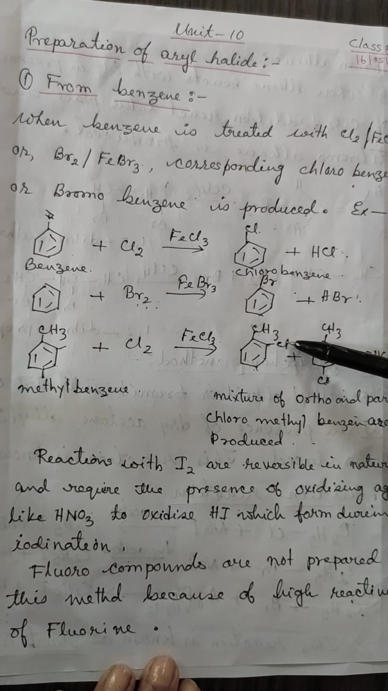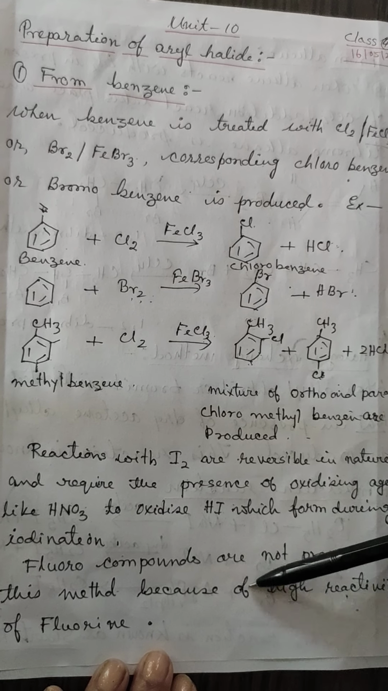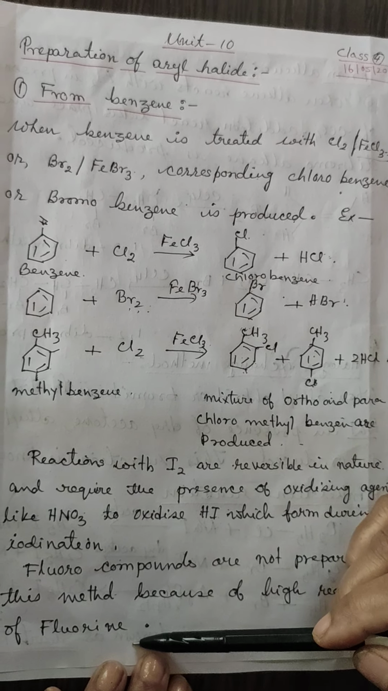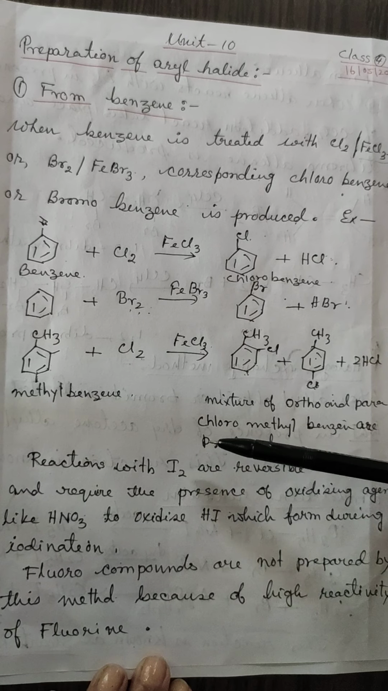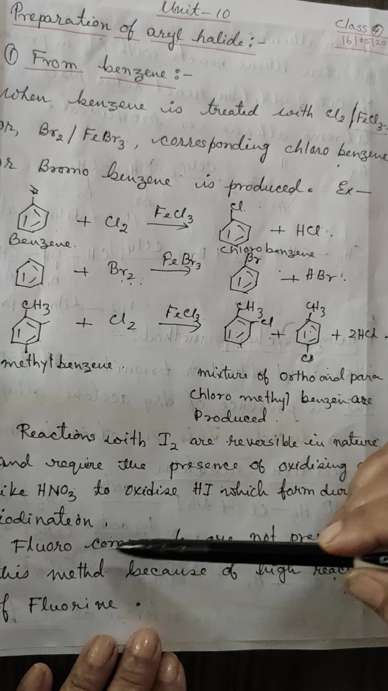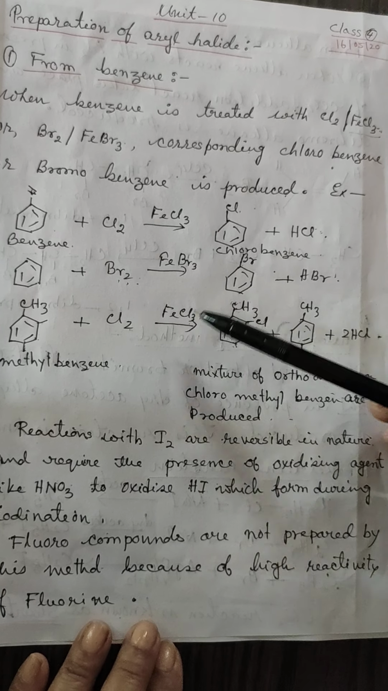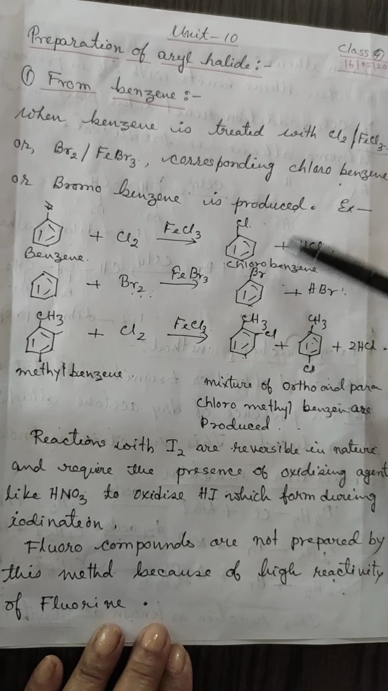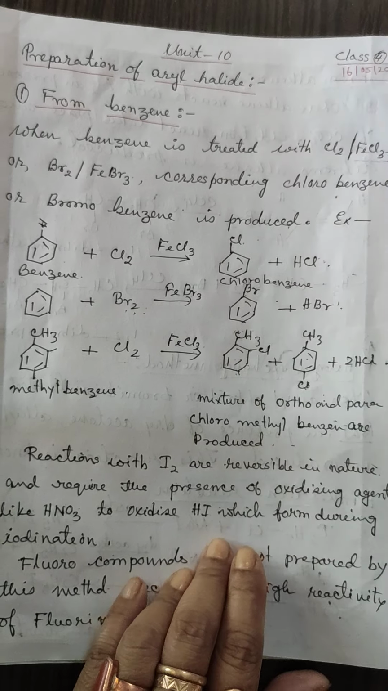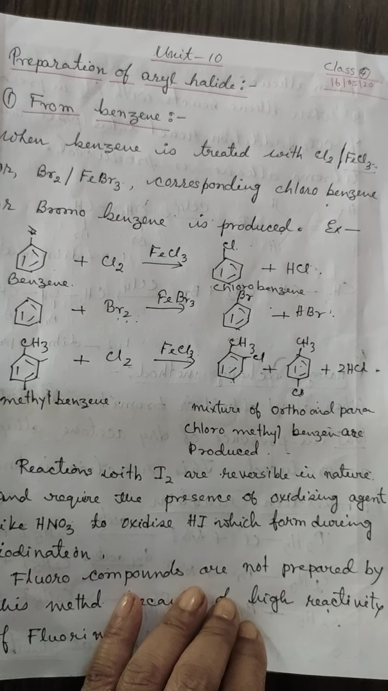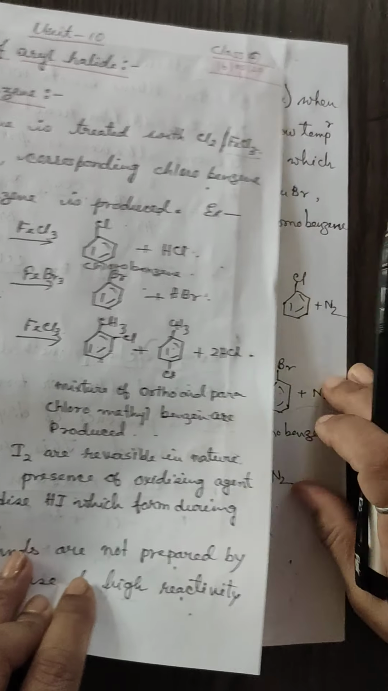এই মেথডত আমি fluorobenzene prepare কৰিব নোৱাৰো because of high reactivity of the fluorine atom বিলাকৰ high reactivity কাৰণে গতিকে আমি fluoro compound fluorobenzene we cannot prepare by this method normally we can prepare chlorobenzene and bromobenzene by this method from benzene by chlorine or bromine in presence of ferric chloride.